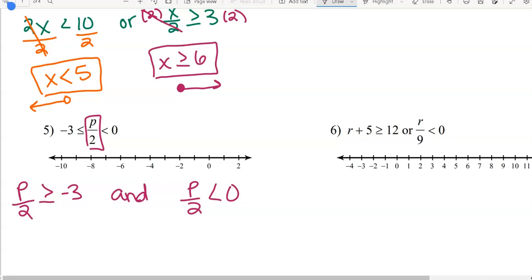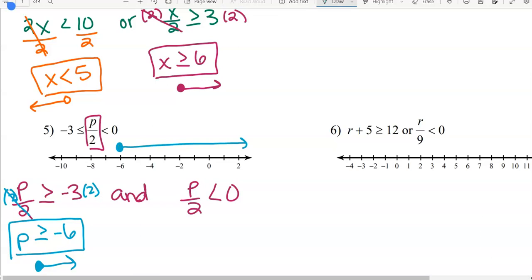P divided by 2. How am I going to get rid of that 2? Multiply. Is my sign going to flip? Did I multiply by a positive or a negative? I multiplied by positive 2. So that negative 3 is just a number. It's not going to change anything. It's all about what you're moving. We moved by positive 2, so my sign's going to stay. So P is greater than or equal to negative 6. It's closed. Yep. It's closed and it's going up, right? Negative 6 this way. Yeah, to the right, sorry.